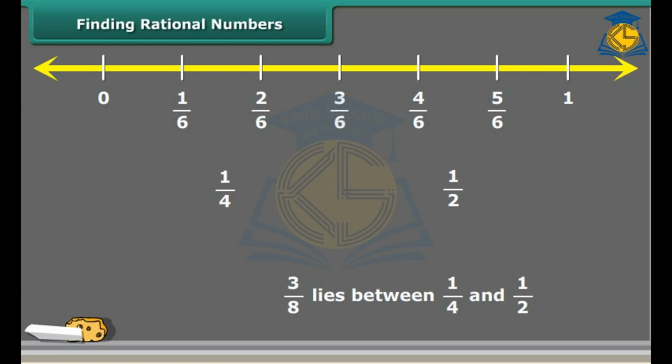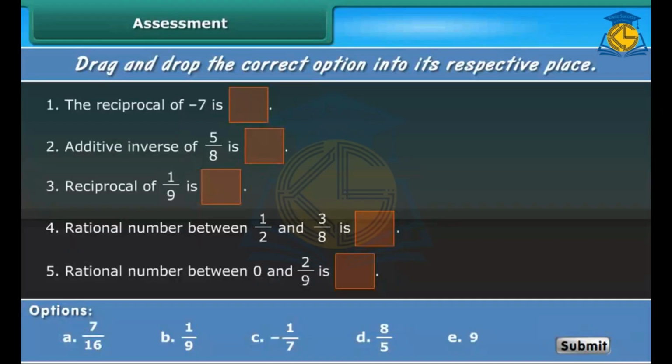First of all, we will find the sum of these numbers, which comes out to be 3 by 4. Now divide this sum by 2. We know division flips the second number and the sign changes to multiplication. Let us check your knowledge. Drag and drop the correct option into its respective place.